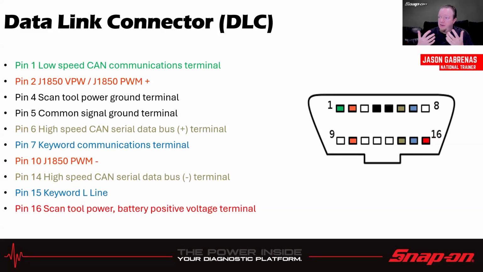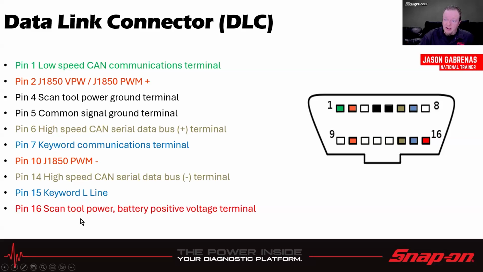Now, one of the more convenient places to test your networks is going to be your data link connector, right? So it's right there. It's under the dash, easy enough to get to. And there are some standardized places where these networks need to terminate. So pin 1 is often used for low-speed CAN communication, single-wire CAN. Pin 2 is J1850 variable pulse width or J1850 pulse width modulated positive side, and then the negative side is on pin 10. Pin 4 and 5 are always ground. Pin 16 is always power.